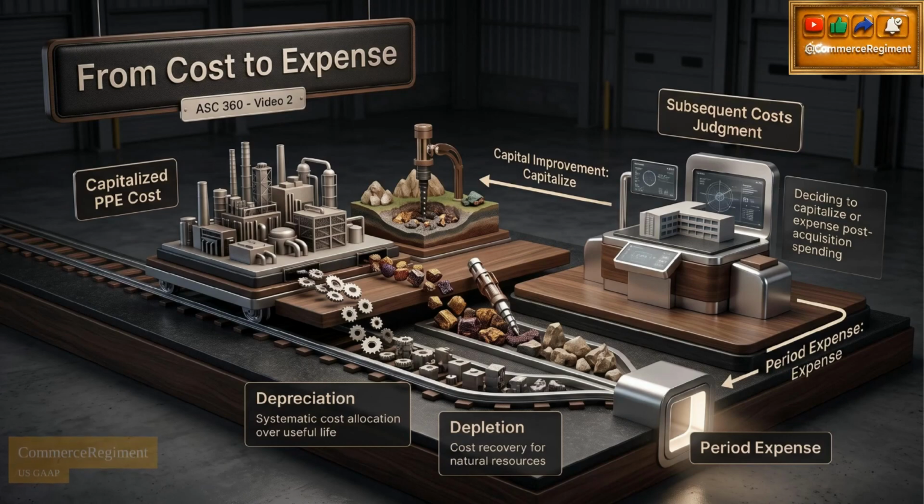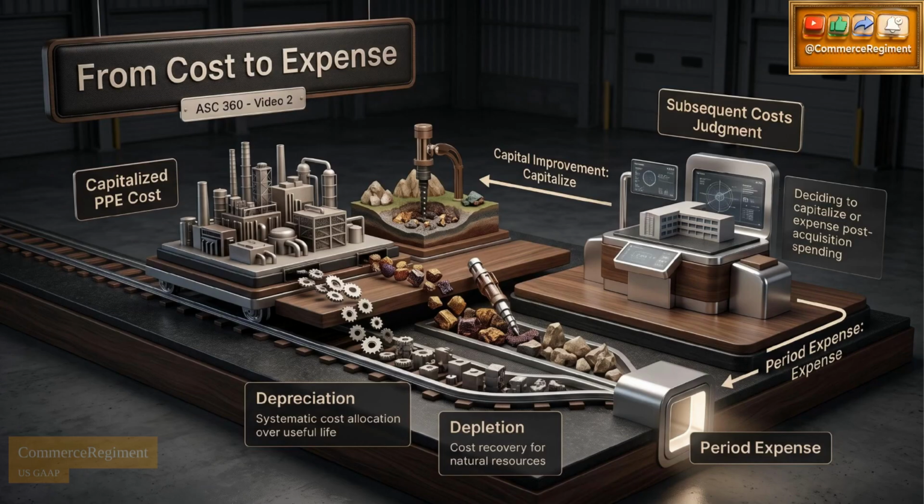In video 1, we build the capitalized cost of property, plant, and equipment. Now we move from cost to expense. This lesson explains how that approved asset cost is allocated through depreciation or depletion, and how later spending is judged as either a capital improvement or a period expense. Think of this as the second life of PP&E accounting.